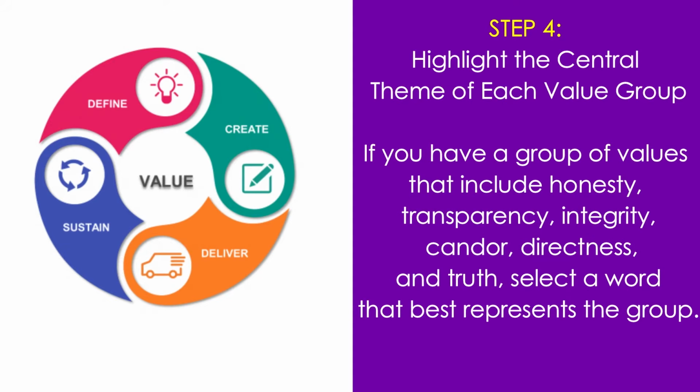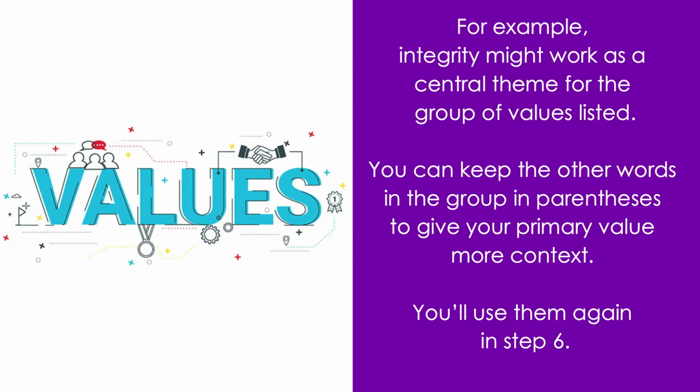4. Highlight the central theme of each value group. If you have a group of values that include honesty, transparency, integrity, candor, directness, and truth, select a word that best represents the group. For example, integrity might work as a central theme for the group of values listed. We can keep the other words in the group in parentheses to give your primary value more context. You'll use them again in step 6.